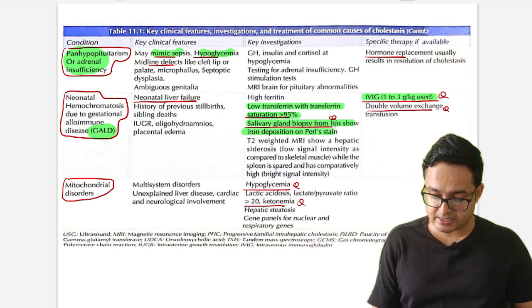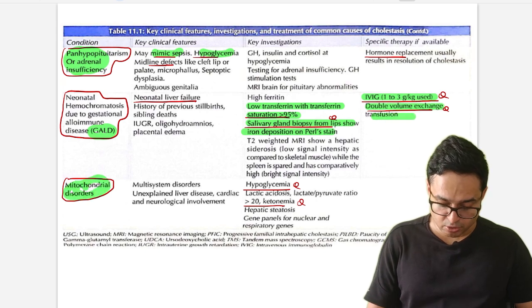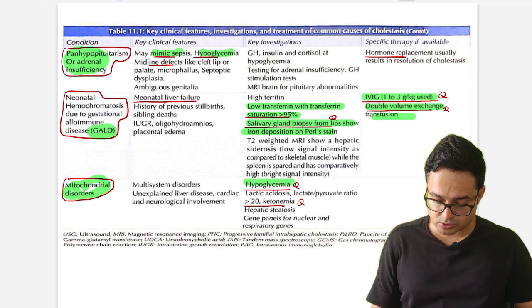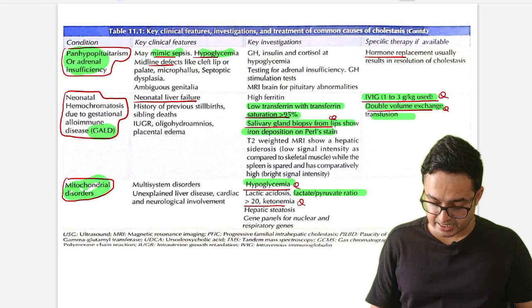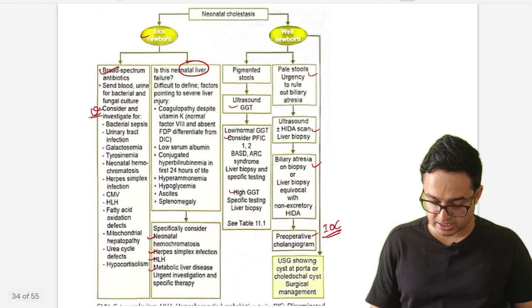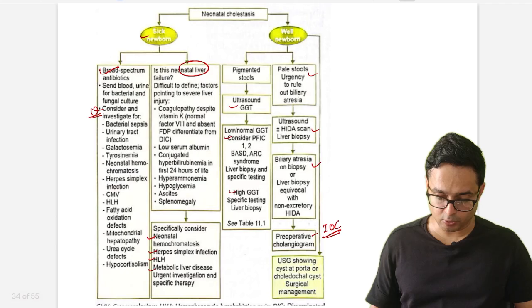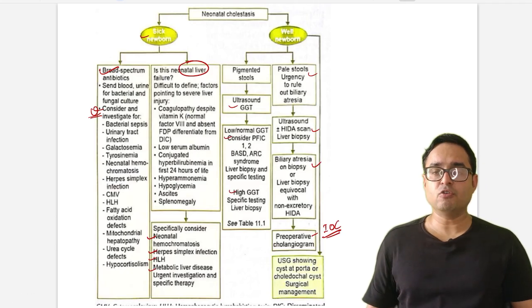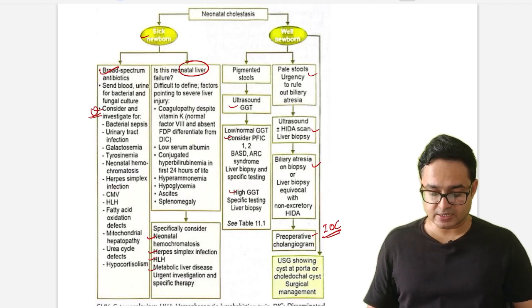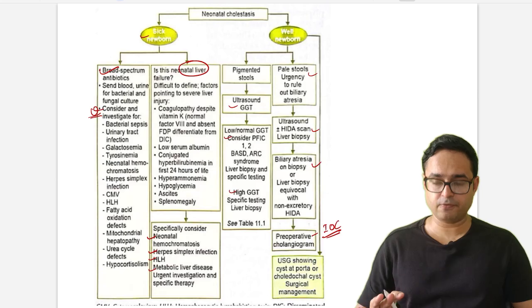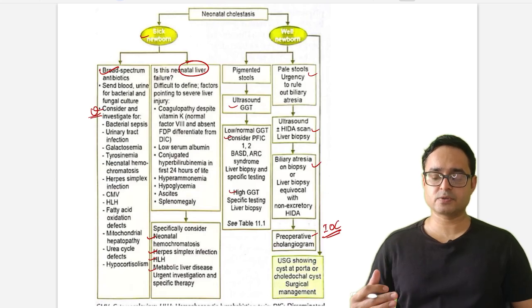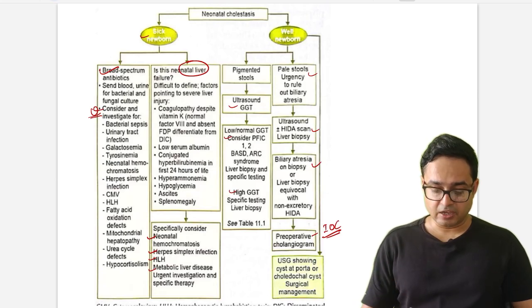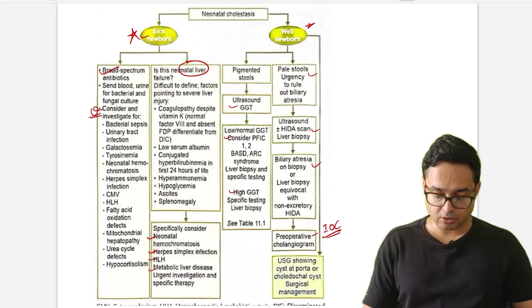The treatment is IVIG and double volume exchange transfusion. Mitochondrial disorders, as we discussed also, show hypoglycemia, a lactate to pyruvate ratio of more than 20, and ketonemia. Okay, so how will we approach neonatal cholestasis? Just see, if a neonate comes with neonatal cholestasis, whether the neonate is sick or well.